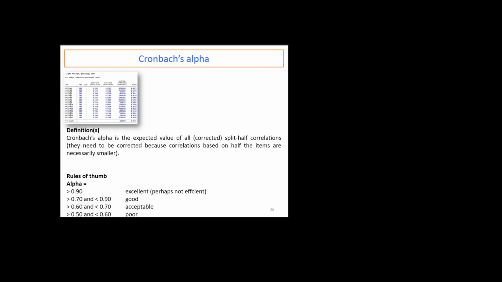There's also another definition that's a little bit more abstract. You can read about it in your book if you're interested in that. The rules are that an alpha above 0.90 is very, very good. Between 0.70 and 0.90 is also good. Everything above 0.6 is acceptable, and below 0.6 is poor and not acceptable. You don't want that. Oh yeah, and this Cronbach's alpha has nothing to do with the 5% significance level.